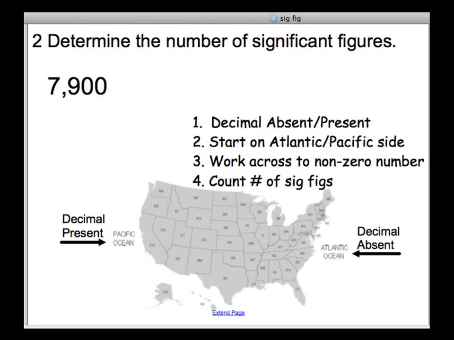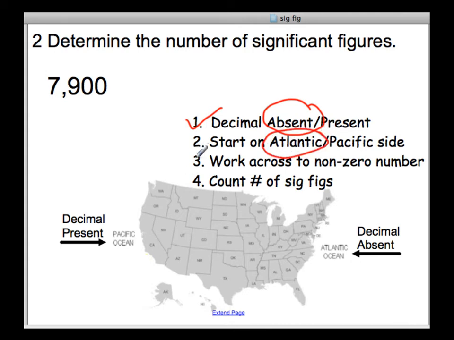So I got 7,900 for this second example. My first job, like it was before, is determine whether there is a decimal. I don't see a decimal in this one, so I'm going to say that my decimal is absent. Rule number 1, done. Because my decimal is absent, I start on the Atlantic.